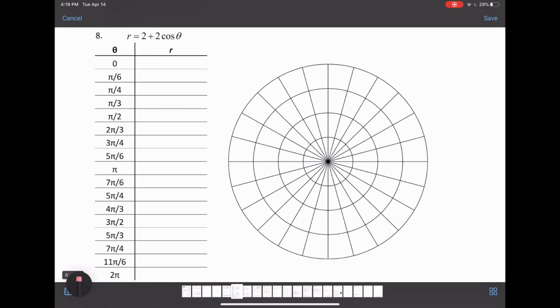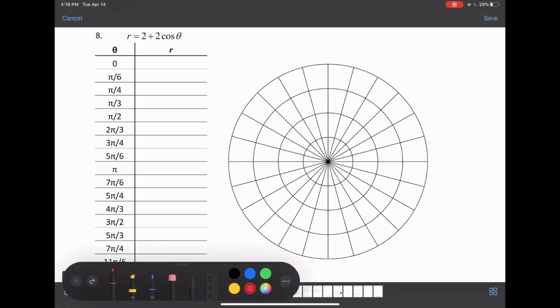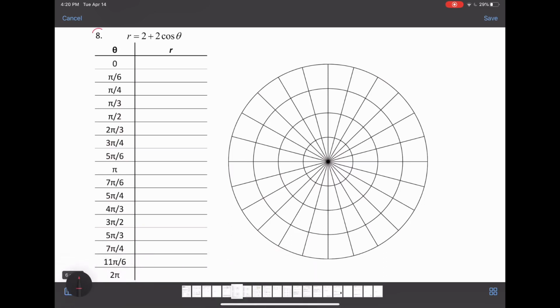Number 8, it says r equals 2 plus 2 cosine of theta. Let's give it a try. So start by labeling the diagram up a tad. Let's at least remind ourselves of the 4 quadrantal angles. So 0, pi over 2, we've got pi, and then 3 pi over 2. As long as we want to label this as we go.